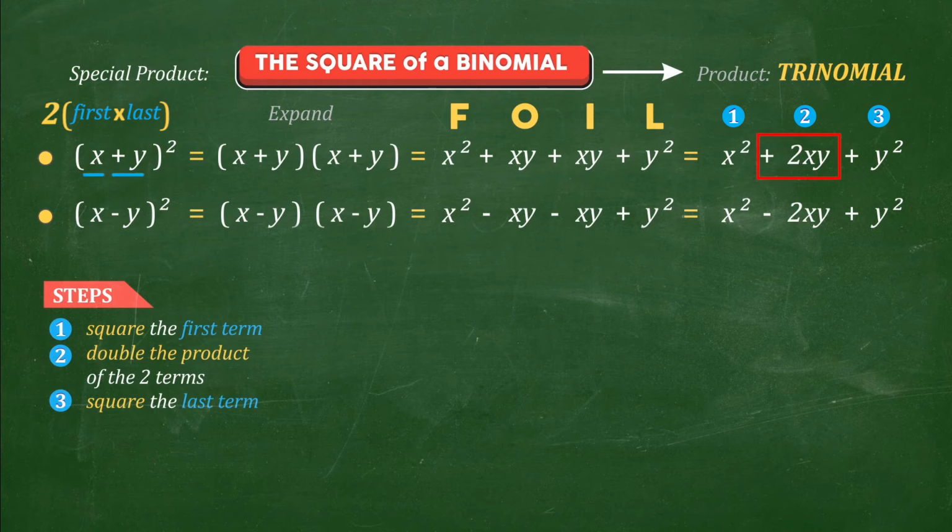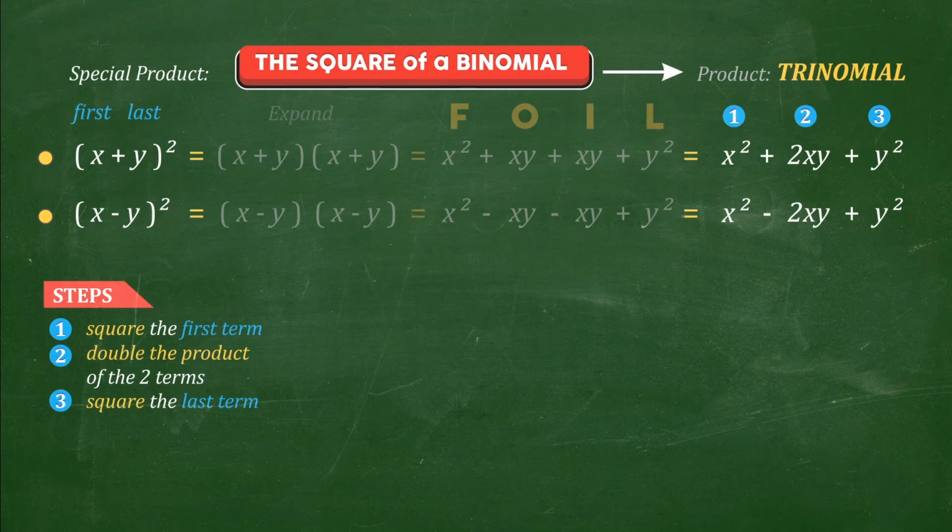That is true for the first example since multiplying the two terms, x times y is xy. Double it and it's 2xy. That is also true for the second example since multiplying the two terms, x times negative y is negative xy. Double it and it's negative or minus 2xy. That means, yep, we can skip this long part as a shortcut.